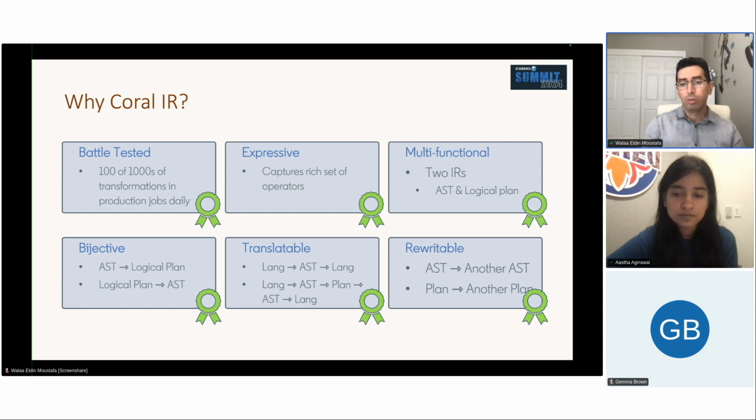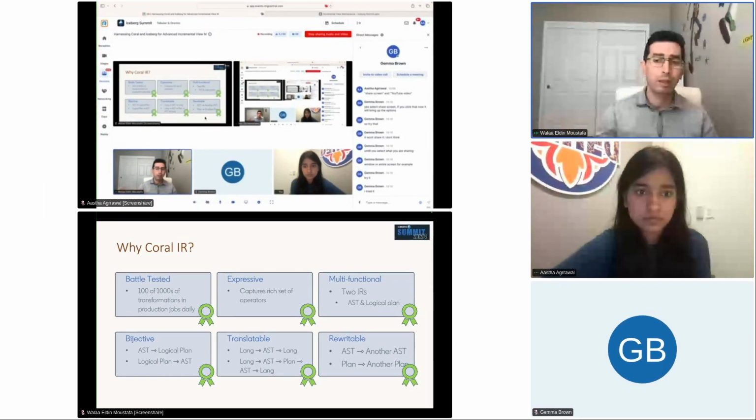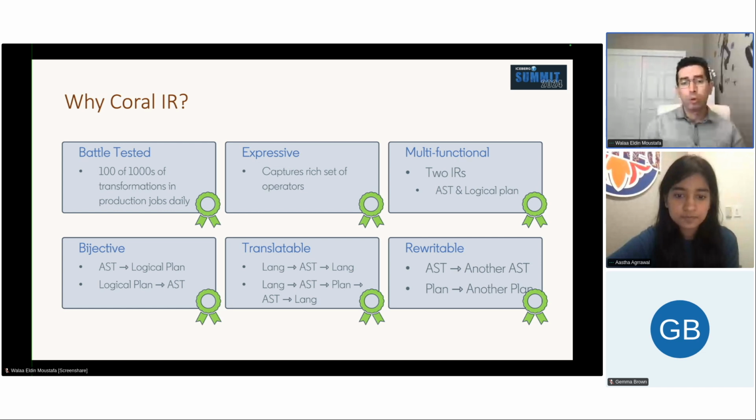It is rewritable because one can rewrite the AST to another AST that captures either slightly different logic, or maybe the same logic but written in a different way, both at the abstract syntax tree level or the plan level. So we can rewrite both. So by combining all these building blocks of conversions, we can build quite complex logic rewrites.